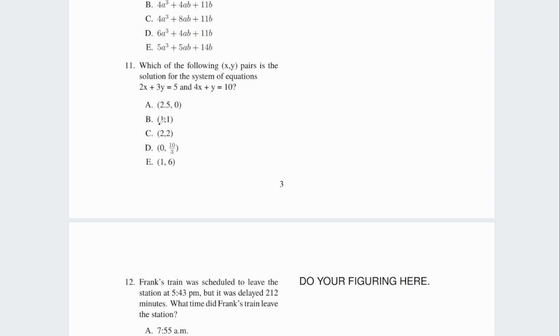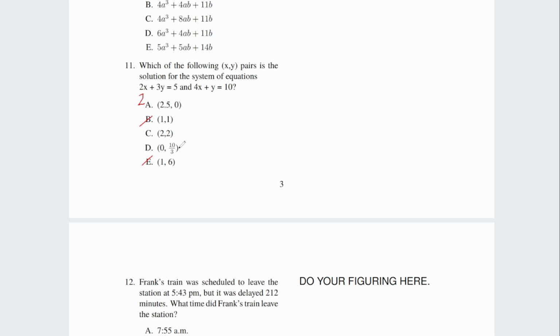So I notice here that 1 is common in answer choices B and E. So let's just try 1 for x, which would mean that y is 1. So 2 plus 3 would have to equal 5 for this one. But 4 plus 1 does not equal 10 for the second equation. So 1, 1 is out. 1, 6. Well, 1, 6 obviously doesn't work either, because that would be 2 plus 18 equals 5, and that's obviously not true.